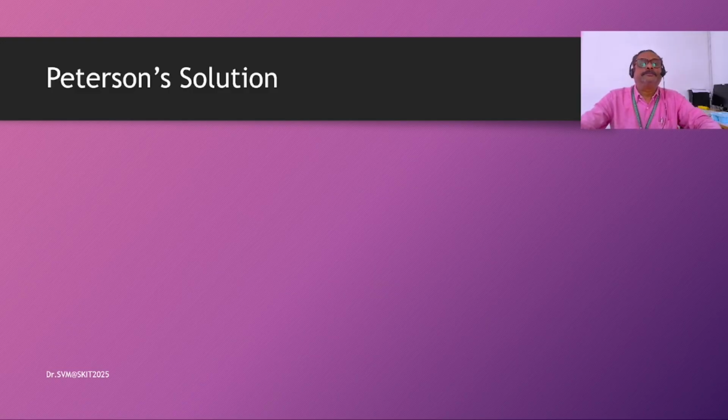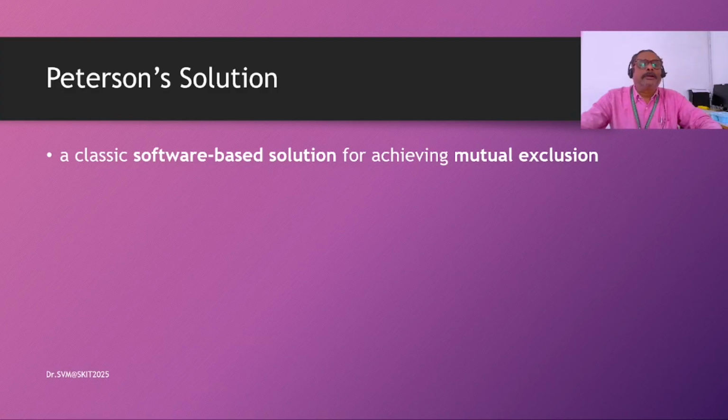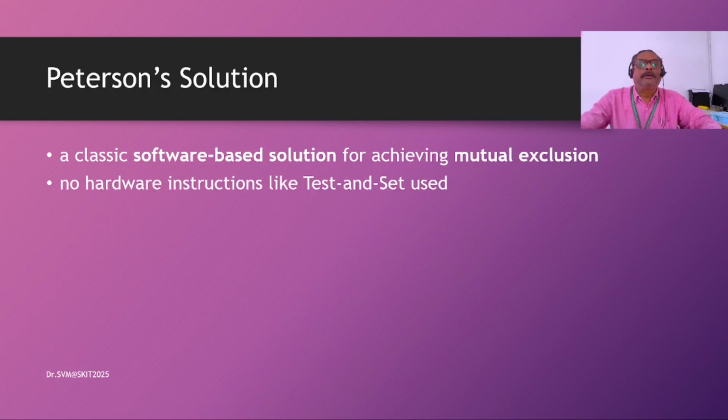synchronization problem. So how to handle a critical section? That's what the solution is under Peterson's solution. It's a classic software-based solution for achieving mutual exclusion among the processes. Here no hardware instructions are used, it's purely done in software. And this Peterson solution is restricted only to two processes.